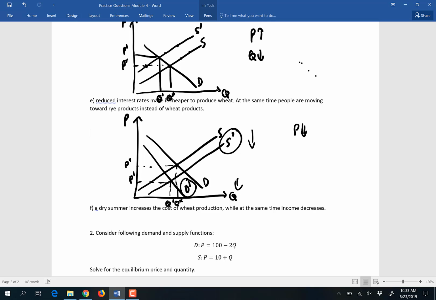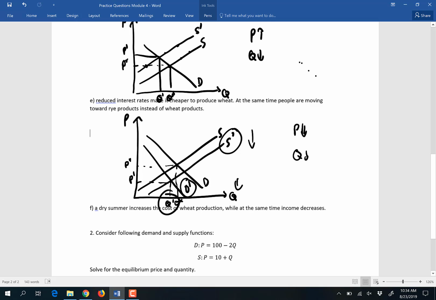A right shift of the supply function due to a reduced cost will tend to increase quantity, whereas a left shift of demand tends to decrease the quantity. In my graph, the quantity went down. Right? So quantity went down in the graph.